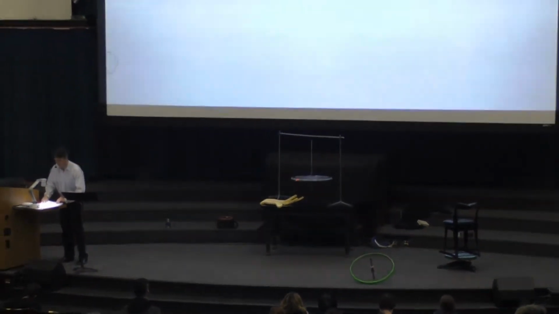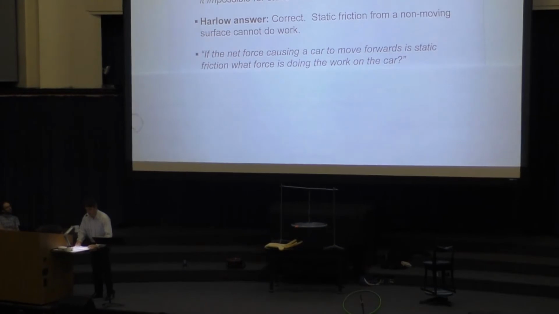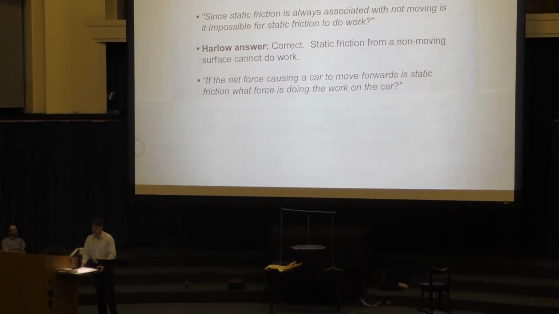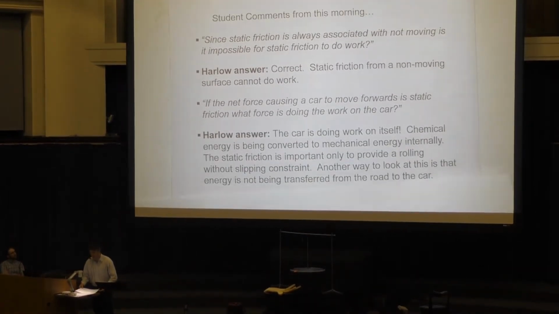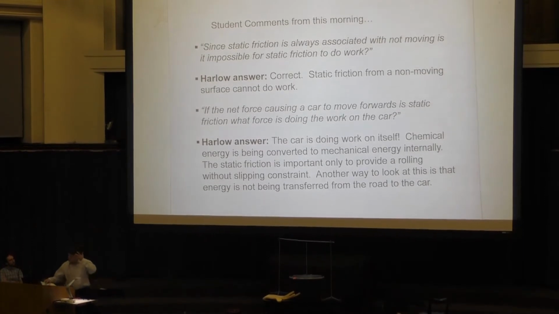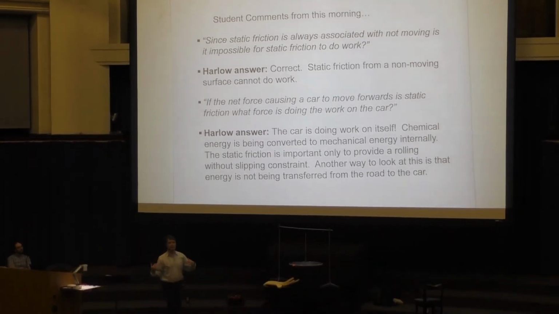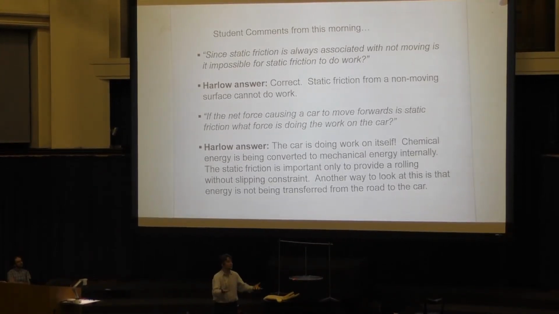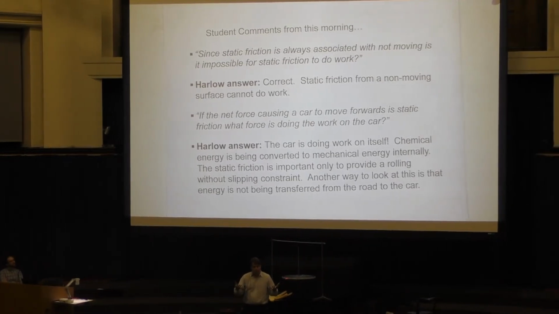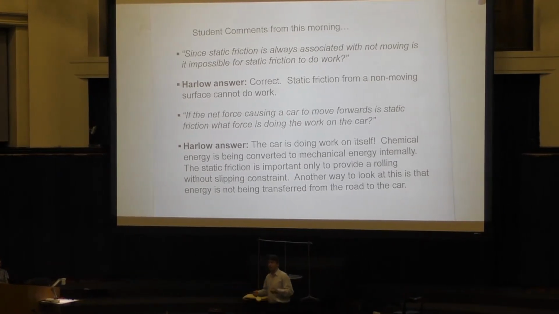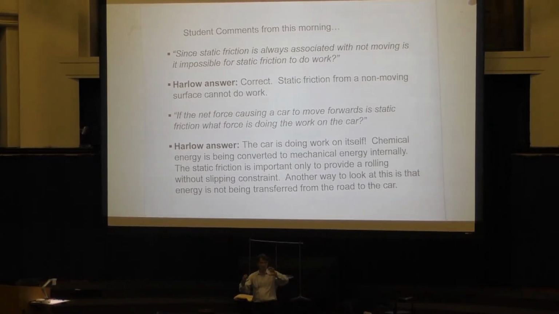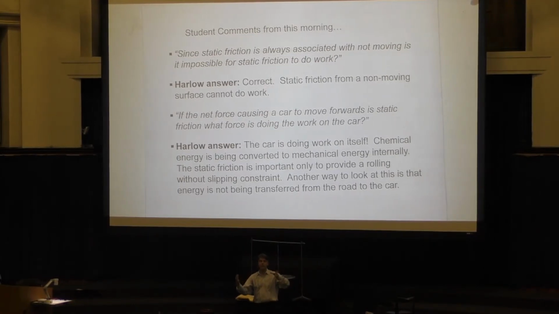So then the question is, if the net force causing a car to move forward is static friction, then what force is doing the work on the car? And the answer is that the car is doing work on itself. When you step on the gas, it's not like the earth is transferring energy up into the car to get it moving. The energy is coming from the chemical energy in the gasoline. The gasoline is being combusted, creating carbon dioxide and water vapor, and that causes the front wheel to have angular acceleration, and then the car moves forward, and so the energy gets into the car.